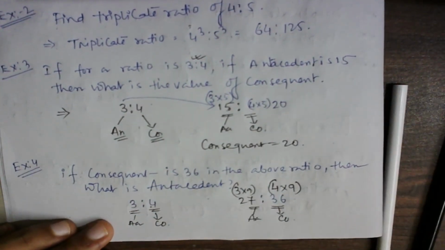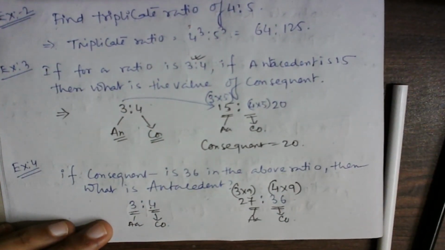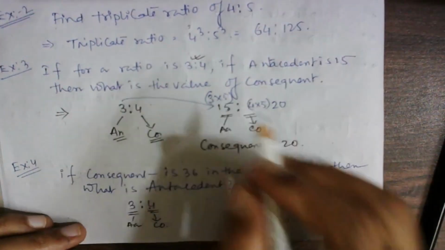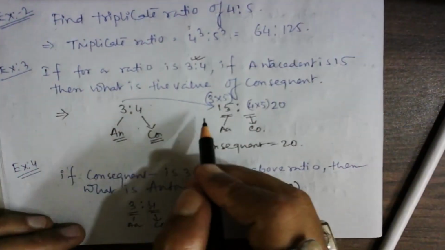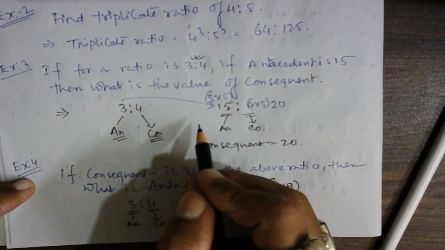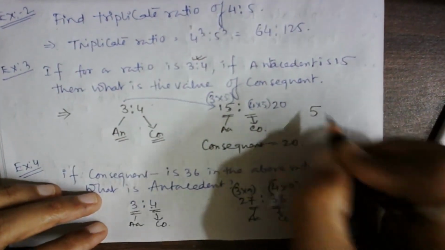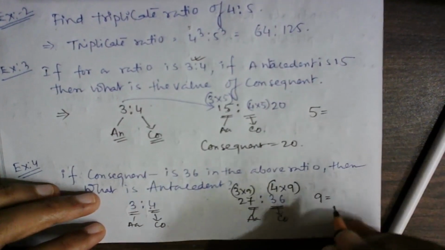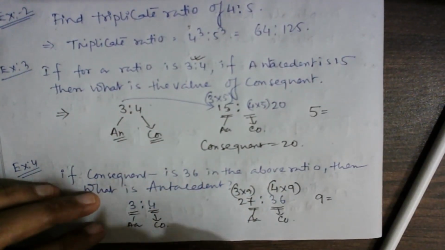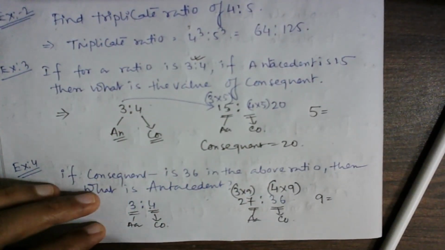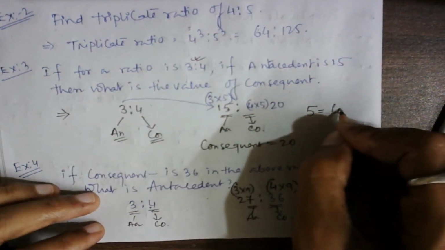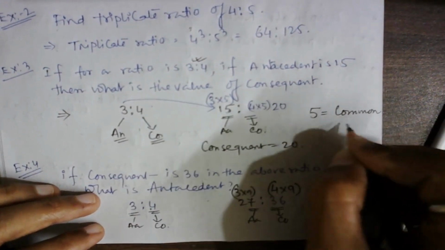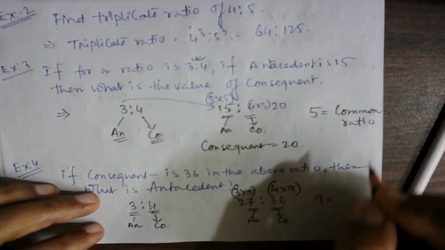Got it? So remember always the common thing that we used in example 3 and example 4. Here it is 5 and here it is 9. This common term or value which is multiplied with both the terms to get a new antecedent and consequent is called the common ratio. What is it called? Common ratio, sir.